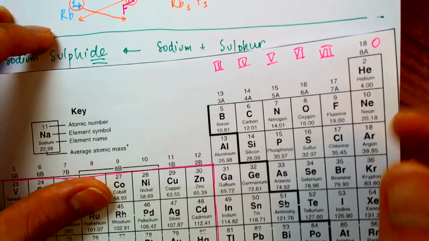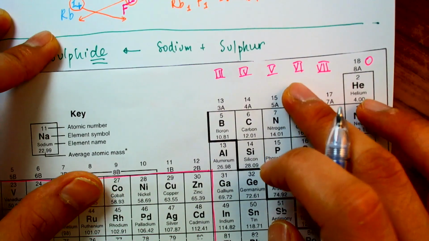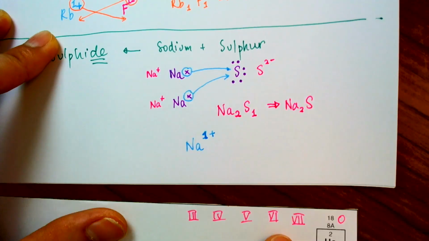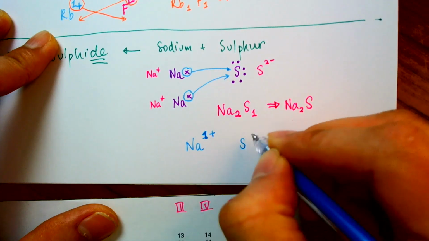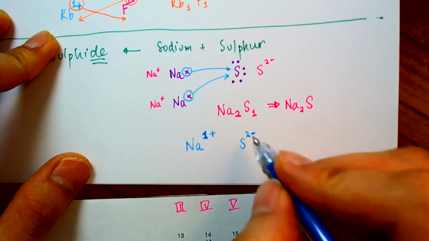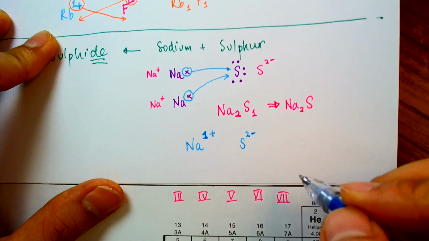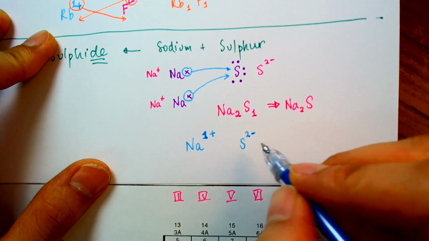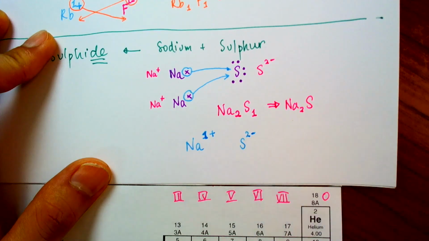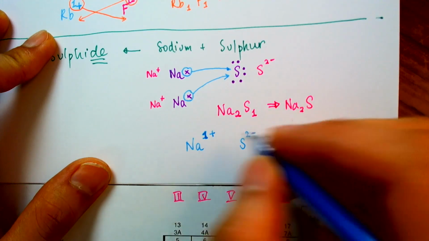And sulfur is in group 6, so 6 plus 2 is 8, and sulfur is going to want to form a 2 minus ion because it wants to gain 2 extra electrons to form a full shell. It's easier for it to just get 2 than to lose 6 of its electrons to get a full shell.